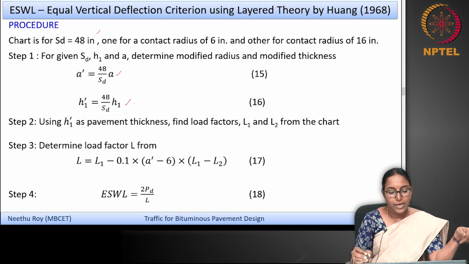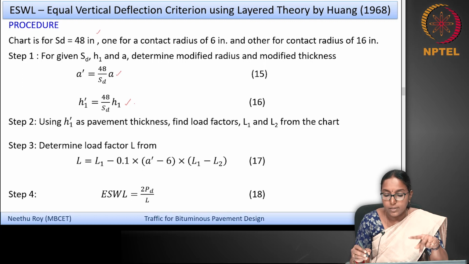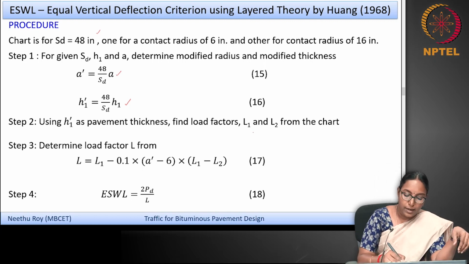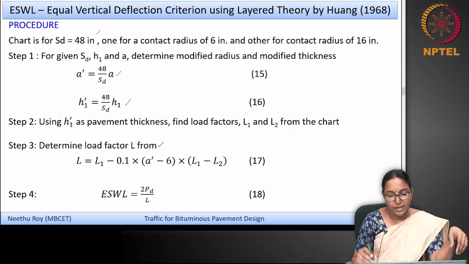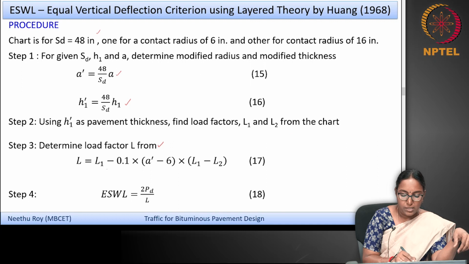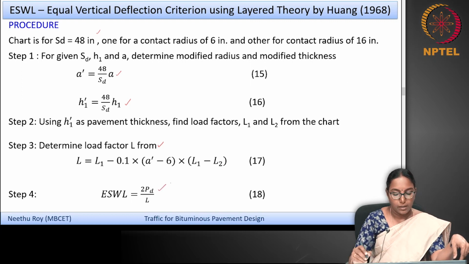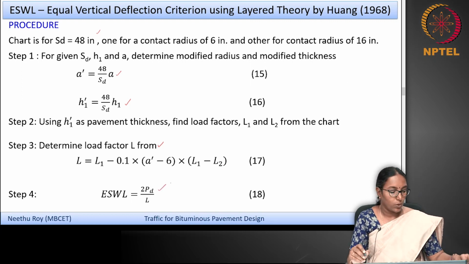Okay. So you can get the load factors L1 and L2 if your contact radius are not 6 and 16 inch. Then what you have to do is that you have to interpolate the load factor for the given contact radius, which is L1 minus 0.1 into A dash minus 6 into L1 minus L2. Once you get this load factor, then 2 PD by the load factor will give you the equivalent single wheel load.